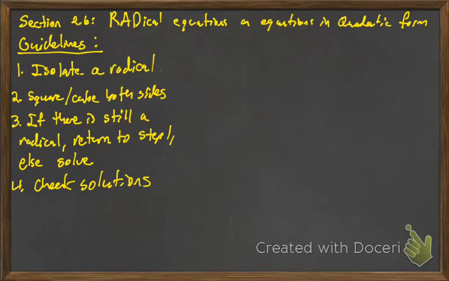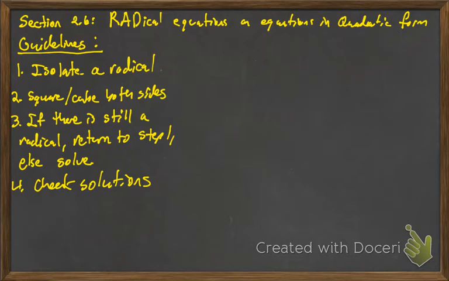Okay, in this video we're going to look at two types of equations to solve. So we're going to look at radical equations. Typically they're going to have a square root or a cube root in them. The guidelines are to isolate a radical, square or cube both sides, and that's going to undo the radical. If there's still a radical left over, go back to step one and isolate a radical. If there's no more radicals, then you can go ahead and solve it.